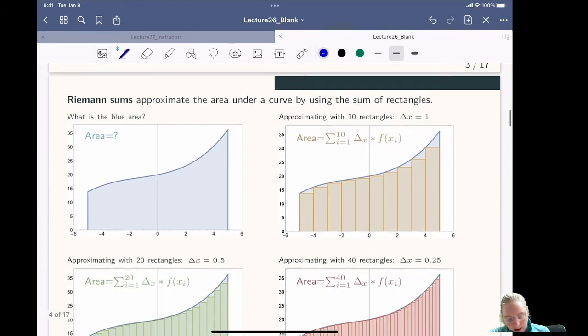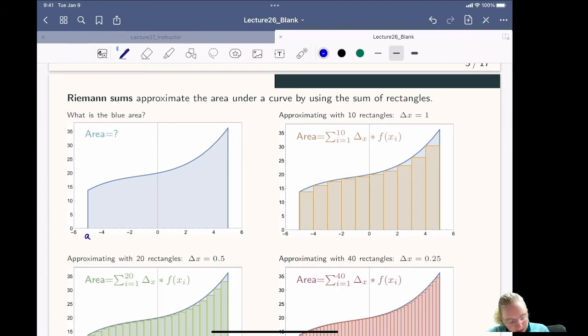All right, so let's do that here. So we have some point A, some beginning point, some ending point, and some function f of x. How do we find the area underneath it?